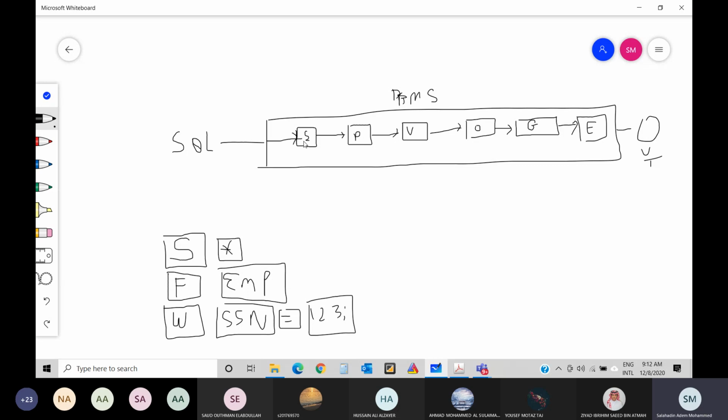Is that clear for you, guys? Is this clear or not? Yes. Very good. So this is the job of the scanner.